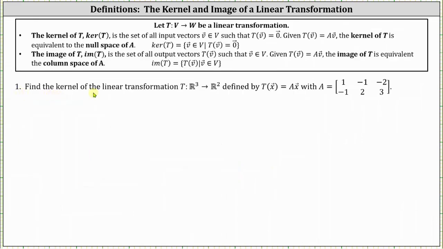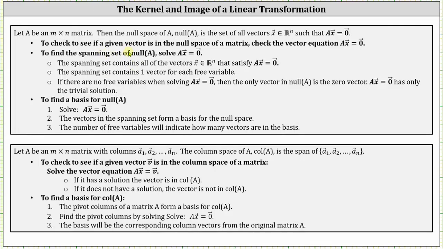Here we're asked to find the kernel of the transformation T from R3 to R2, defined by T of vector x equals matrix A times vector x with the given matrix A. Remember, this is equivalent to determining the null space of matrix A. So for a quick review, to find the spanning set of the null space of a matrix, we solve matrix A times vector x equals a zero vector.